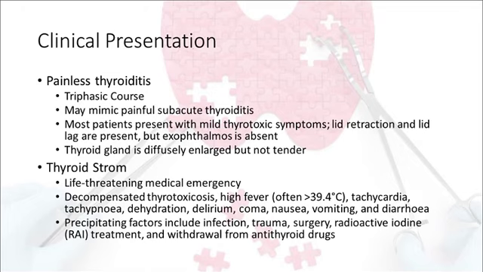In terms of the thyroid storm itself, this is usually a life-threatening medical emergency, which is a form of decompensated thyrotoxicosis. The patient will present with a high fever of greater than 39.4 degrees centigrade, along with tachycardia, tachypnea, dehydration, delirium, coma, nausea, vomiting, and diarrhea. Precipitating factors include infection, surgery, radioactive iodine therapy, and withdrawal of certain anti-thyroid drugs.